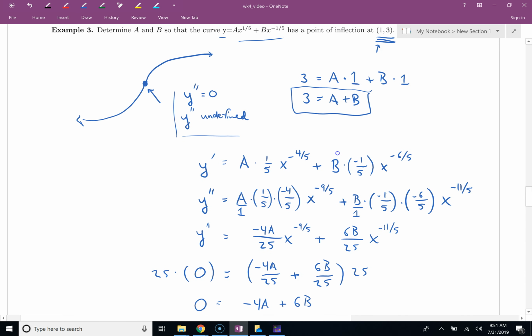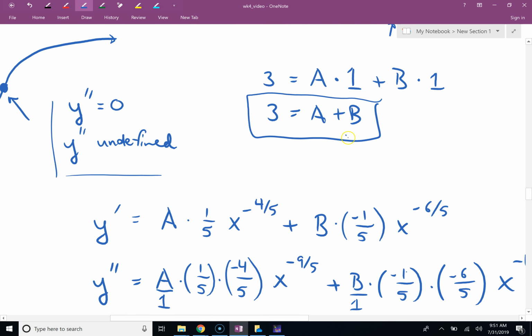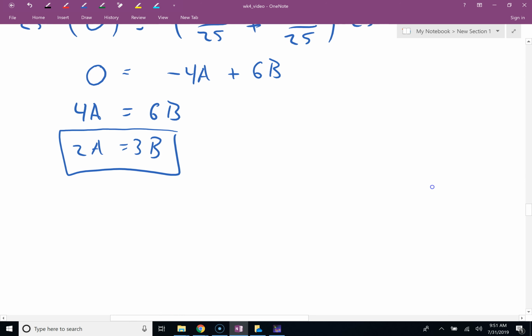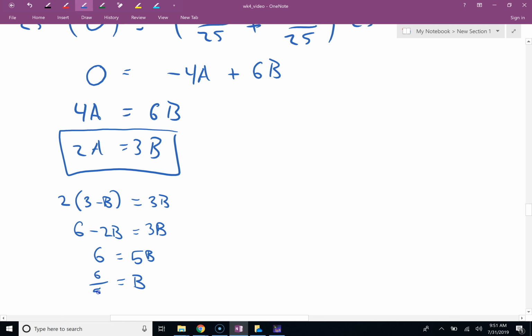So I'm going to solve this one maybe for a. I'm going to write this as a is equal to 3 minus b. And now I can go ahead and substitute. Everywhere I see an a, I'm going to put 3 minus b. So down here, instead of a, I'm going to put 3 minus b. And now I can solve this equation for b. So I'm going to have 6 minus 2b should be equal to 3b. So 6 is equal to 5b, and therefore b should be equal to 6/5.